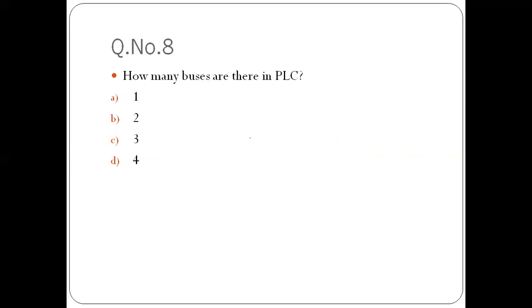How many buses are there in PLC? PLC has 4 buses: data bus, address bus, control bus, and input output system bus. So the option D, 4, is the correct answer.